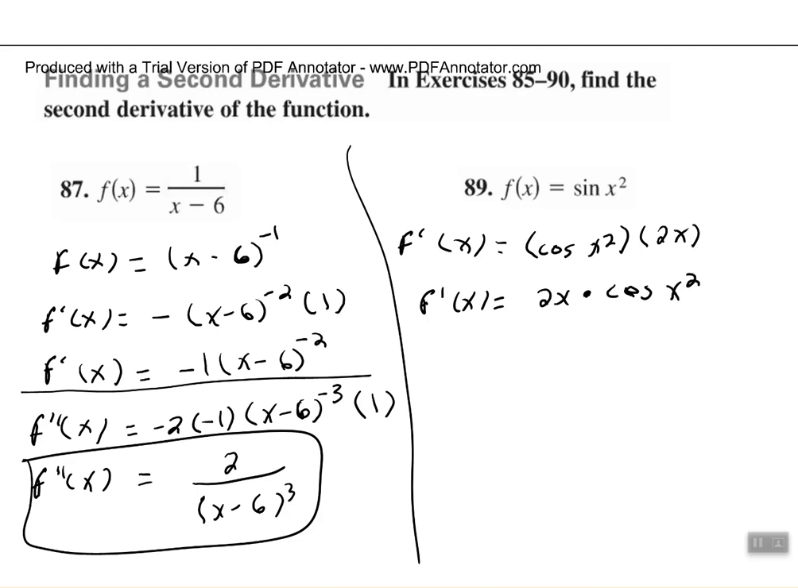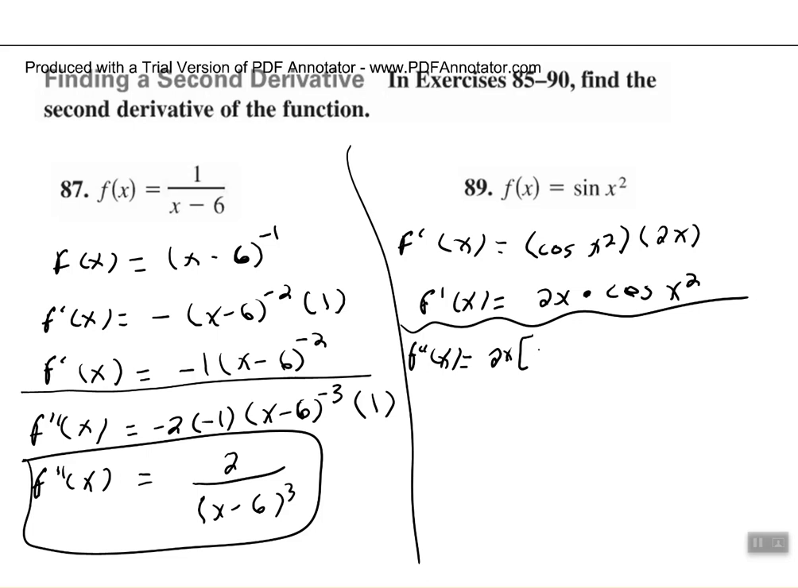Now we're multiplying two functions. So now remember, if we're multiplying two functions, then we have to use the product rule, which says the first times the derivative of the second function plus the second function times the derivative of the first function. So for my second derivative, I have to use the product rule. So the first function, 2x, times the derivative of the second function. So in the second function, that cosine of x squared, we have to use the chain rule to find the derivative of that.